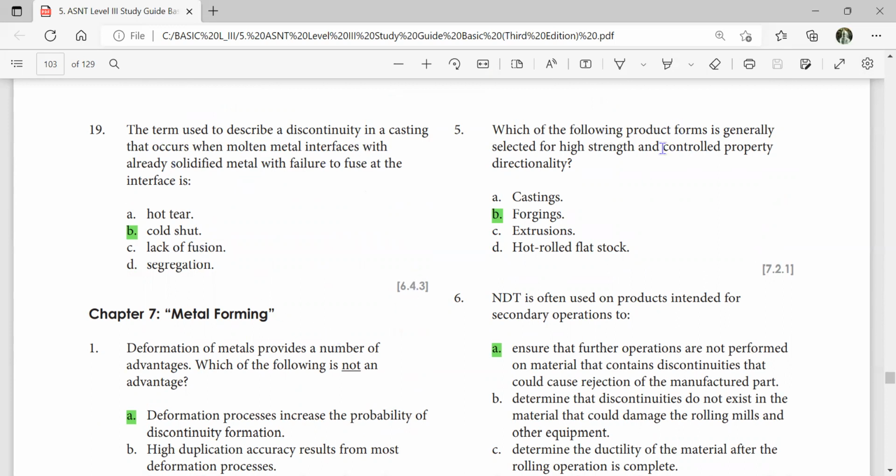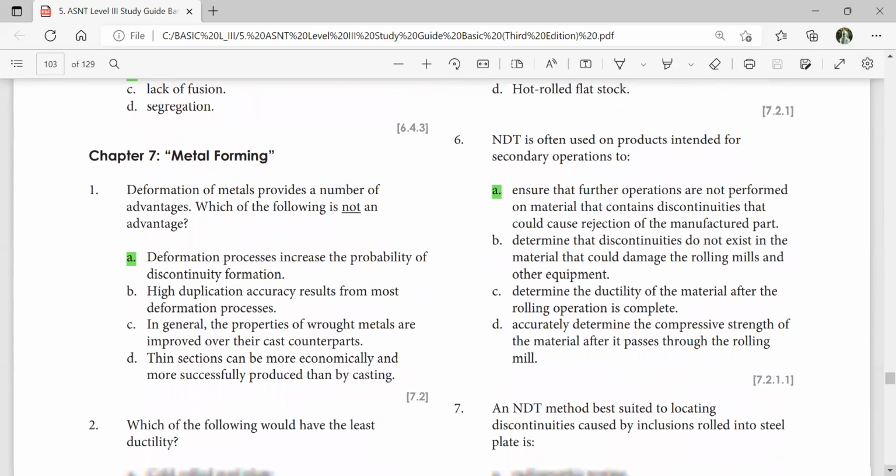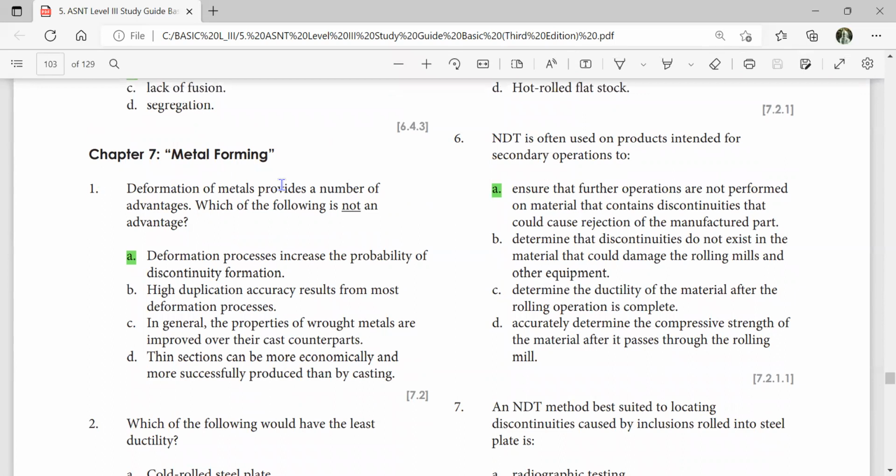Metal forming. Which of the following product forms is generally selected for high strength and controlled properties directionally? Forging. Metal forming. The deformation of metals provides a number of advantages. Which of the following is not an advantage? Deformation processes increase the probability of discontinuity formation.